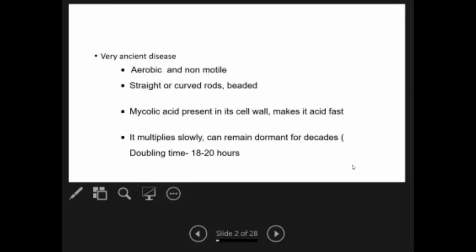Another most important thing from the microbiological point of view is that it multiplies very slowly and can remain dormant for decades. The doubling time of the microorganism is 18 to 20 hours. So that's why we can't rapidly grow them like other bacteria in culture media. And the usual culture media where we grow staph or other common organisms, we can't use, because it needs some specific requirements to grow on artificial media.